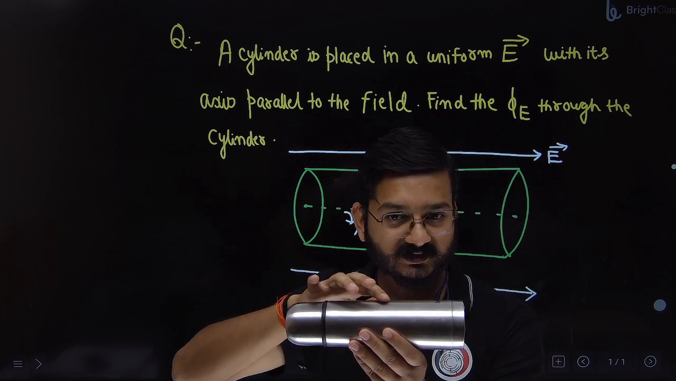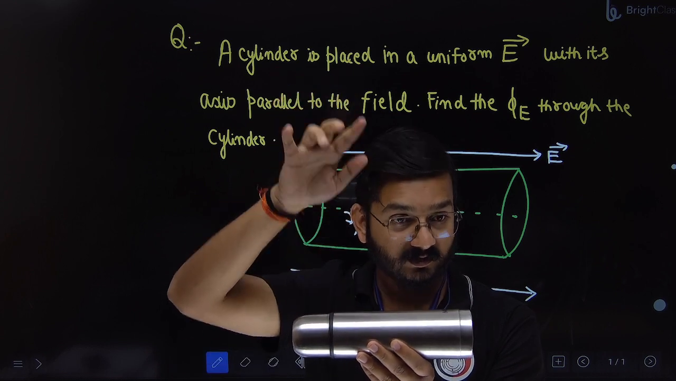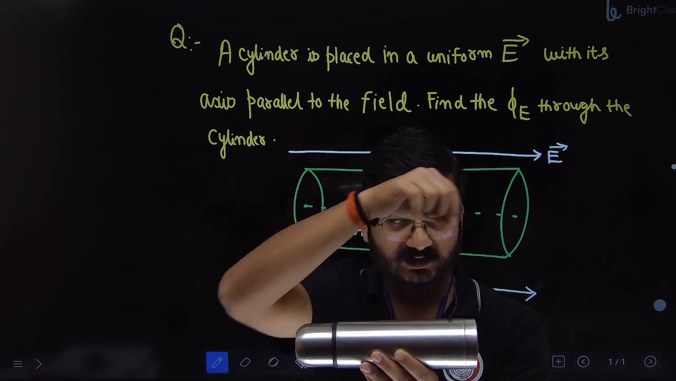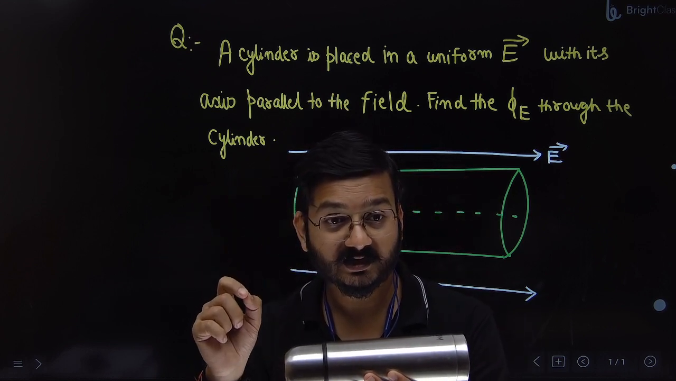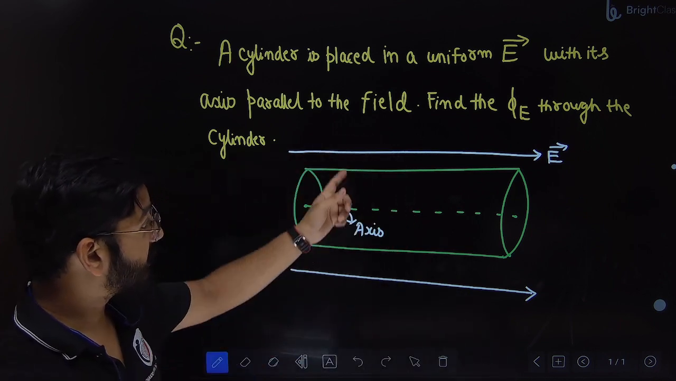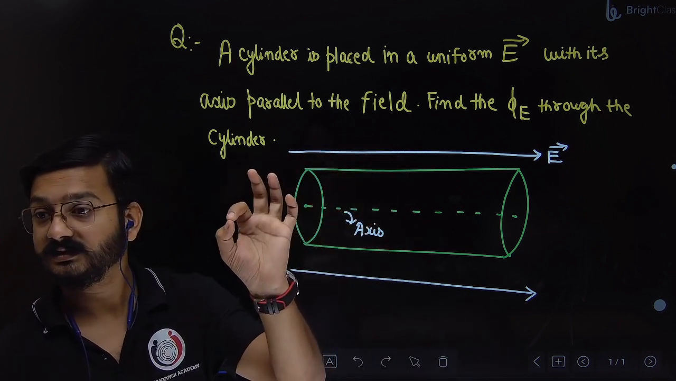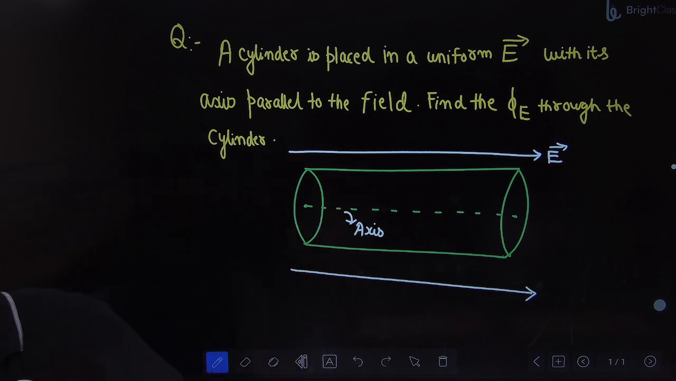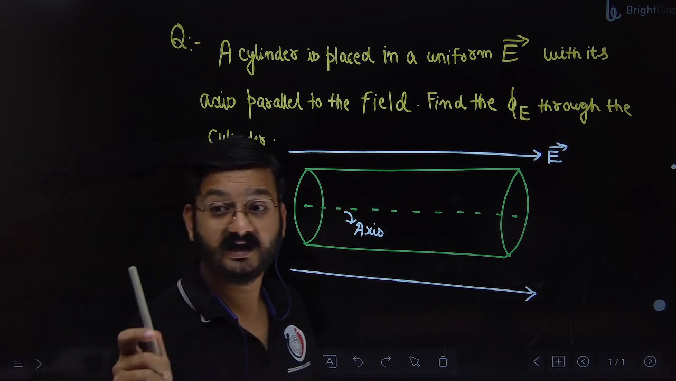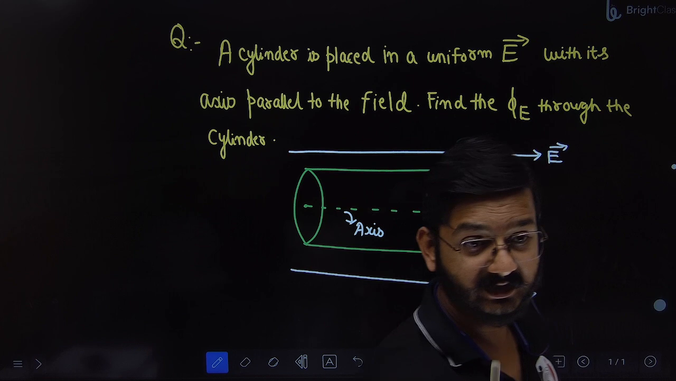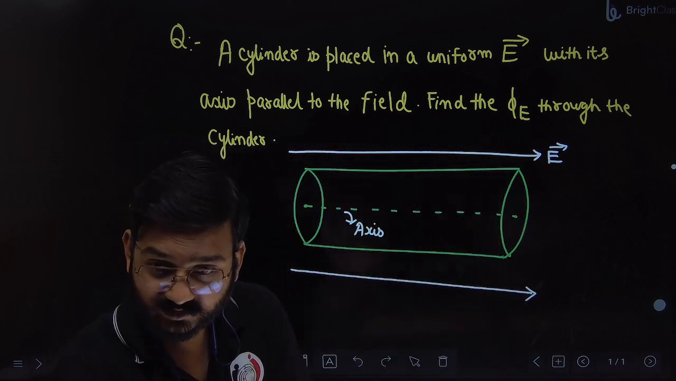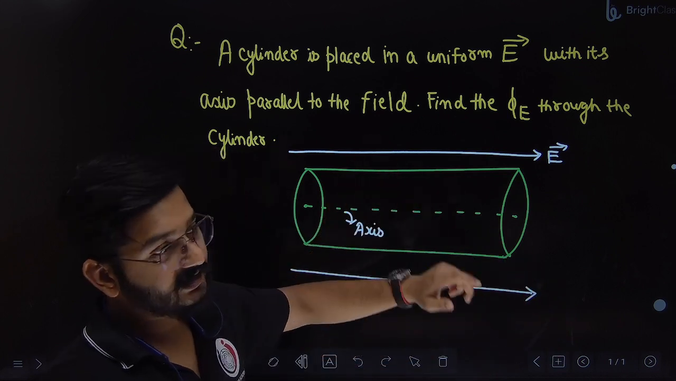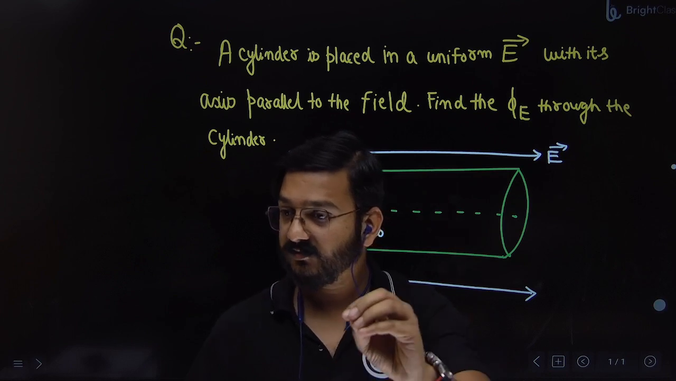For this top surface, where will the area vector be? Up. For this top surface, the area vector will be up, and the electric field line is like this. What is the angle? 90. What is cos 90? 0. So for the curved surface, what will be the flux? 0. Is the funda clear? Anyone having doubt? For the curved surface, electric flux will be 0 because the angle will be 90. When you solve it as a subjective question, you will write those steps: for the curved surface, the angle between the area vector and field line is 90 degrees, cos 90 is 0, so flux is 0.